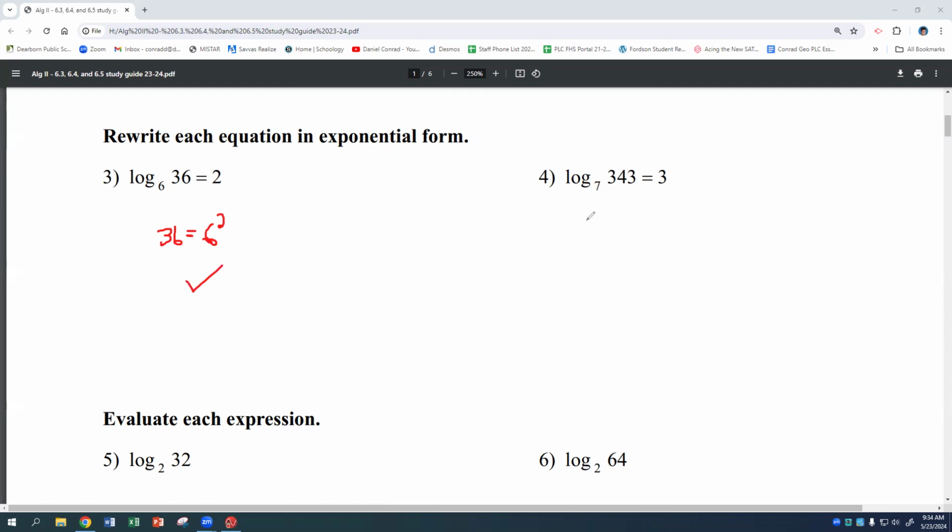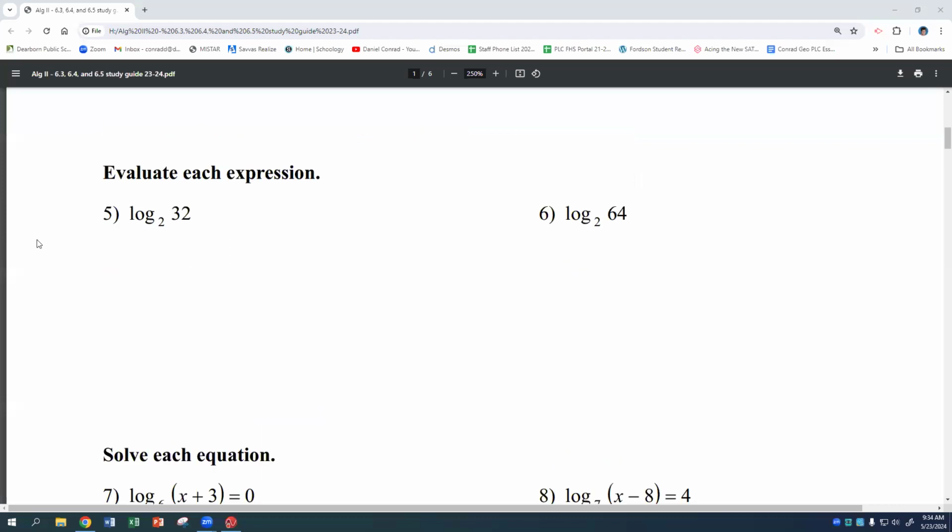Okay, and then over here, we're going to have 343 equals 7 to the 3rd power. And again, that checks out. 7 times 7 is 49. 49 times 7, 343. So that one you're just changing from log form, log base b of y equals x, into y equals b to the x, right? We're just going between log form to exponential form.